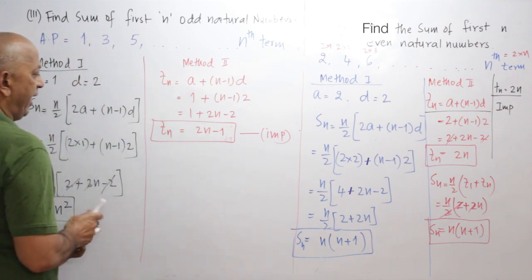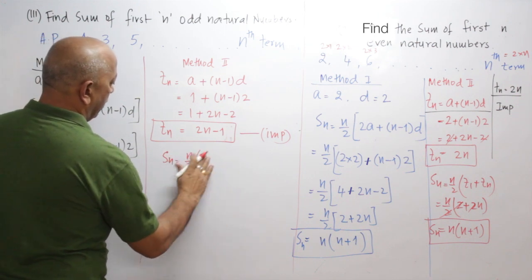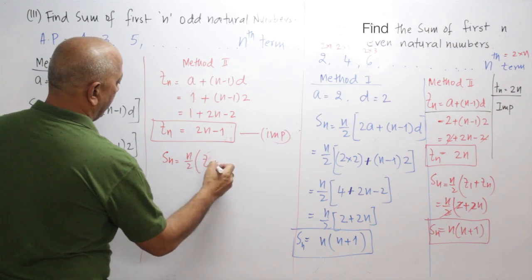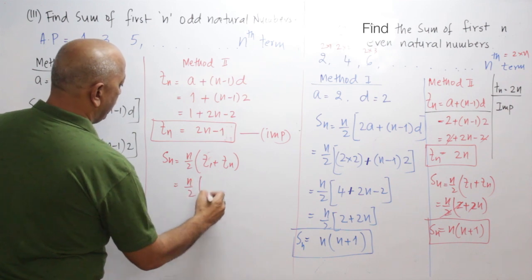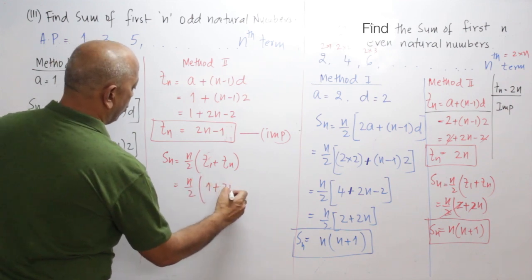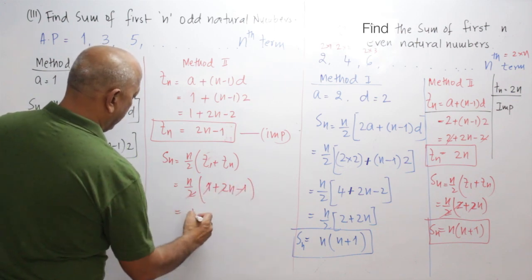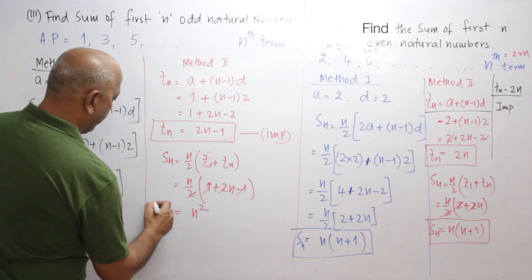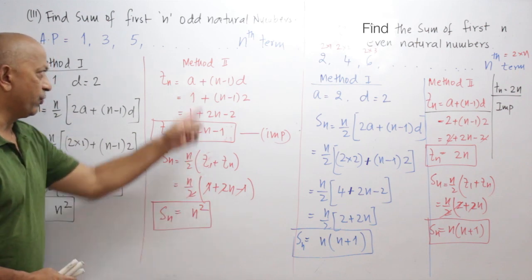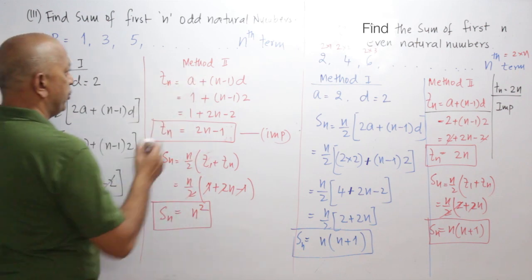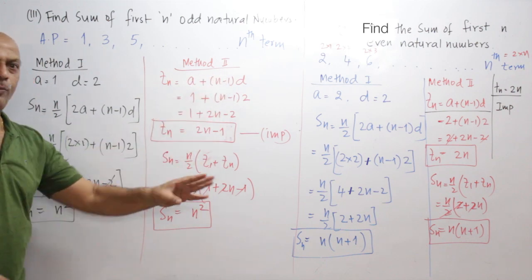So Sn, we know the formula. Sn is equal to n by 2 into T1 plus Tn. So n by 2, T1 is equal to 1 plus Tn is equal to 2n minus 1. 1 cancels 1, 2 cancels 2, n square. So this is the value of Sn, n square by the second method. So we got the same answer. So you can do it any way.